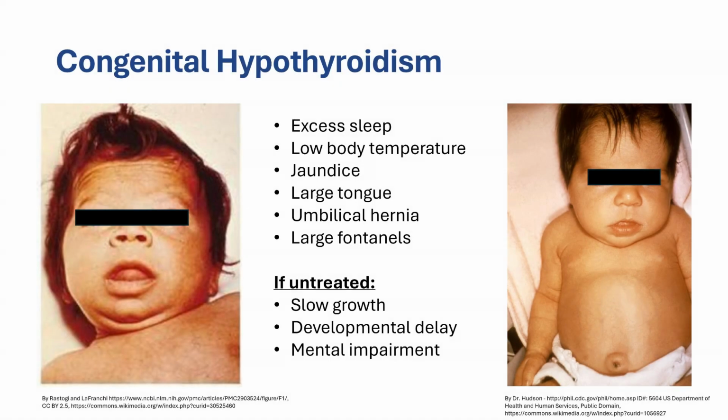Congenital hypothyroidism occurs when a child is born with low thyroid hormone signaling. Early signs include excess sleep, low body temperature, jaundice, large tongue, umbilical hernia, and large fontanelles.